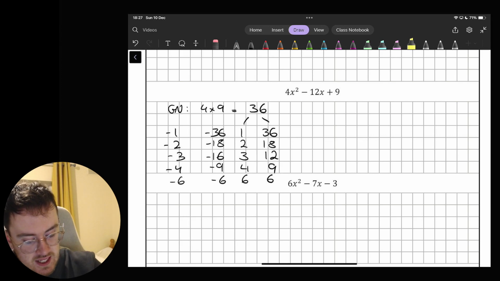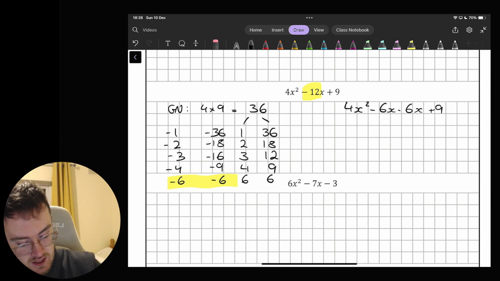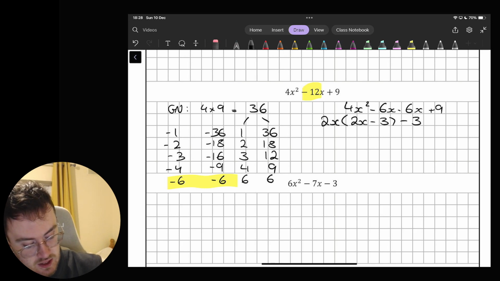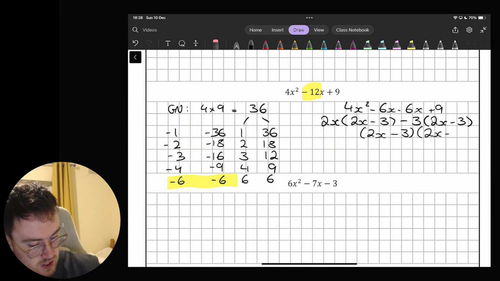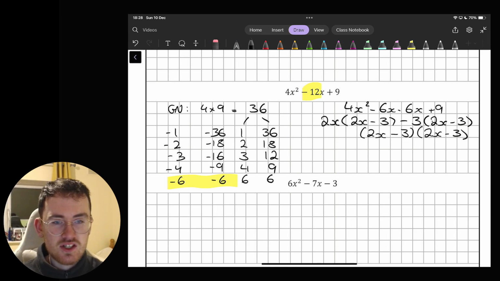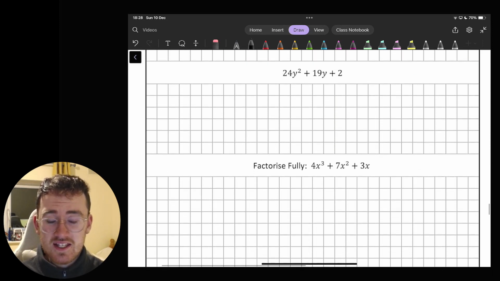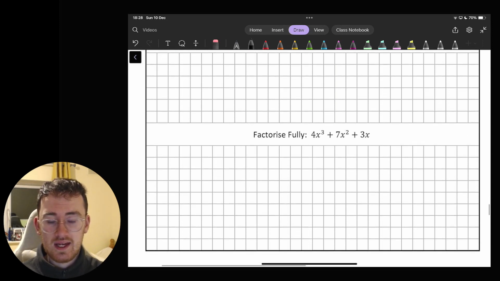Now I want to get an overall answer of minus 12 in the middle, so it's going to be minus 6 and minus 6. So 4x squared minus 6x minus 6x plus 9. I can take out 2x here, leaving me with 2x minus 3. And again, here I can take out minus 3, which is going to leave me with 2x minus 3. So another instance where we're getting the same bracket both times here. But you can see I'm kind of flying through some of these questions here, but once we break it down, a lot of the steps are coming out to be the same the whole way along.